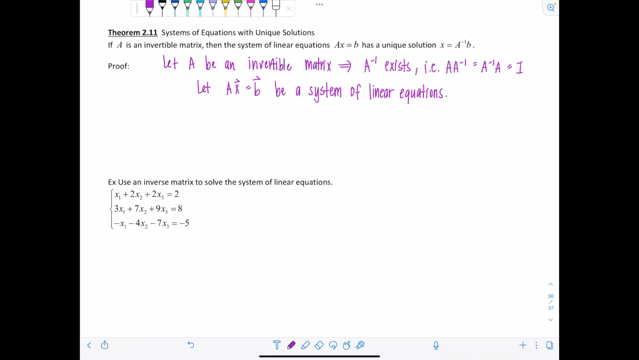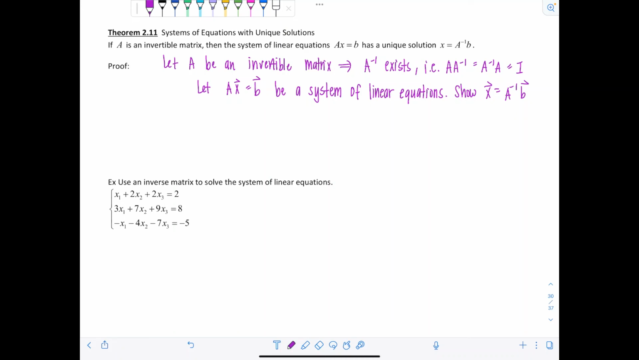And what I need to show is that X is equal to A inverse times B. We've already shown that the inverse of a matrix is unique. We did that proof by contradiction earlier. So if I show that X equals A inverse times B, then I'm done. That is a unique solution since we know that the inverse of A is unique, okay?